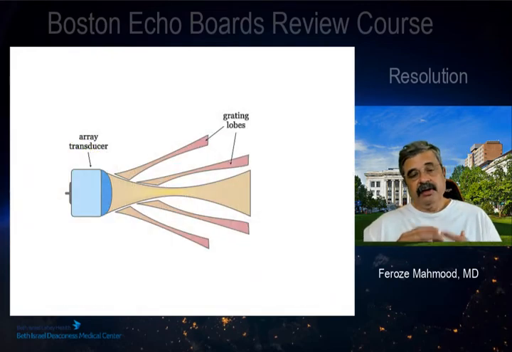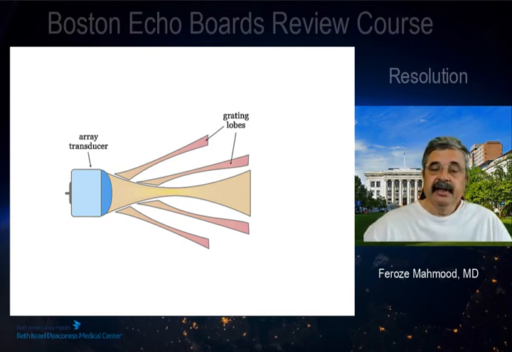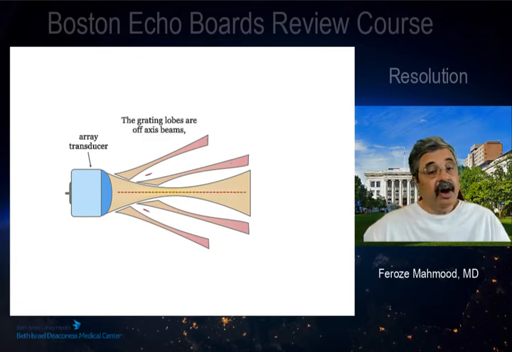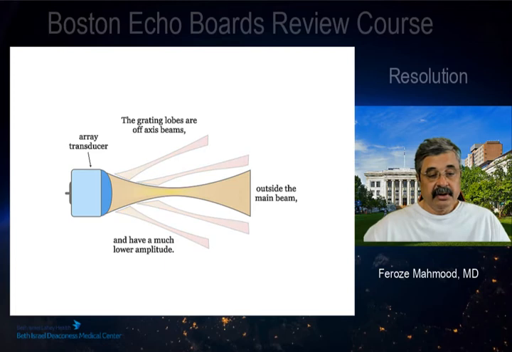So now we come on to the generation of phased array transducers and generation of grating lobes, that is the deterioration of lateral resolution leading to artifactual creation of images that appear to be within the beam when they actually are not. So the grating lobes are off-axis beams, as you can see in this graphic. As you see, they are outside the main beam, and therefore they lead to deterioration of the lateral resolution. However, the images that are created from these off-axis beams have a much lower amplitude than the actual reflectors that are present within the main beam.